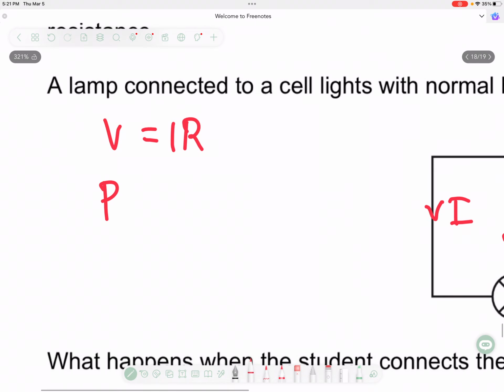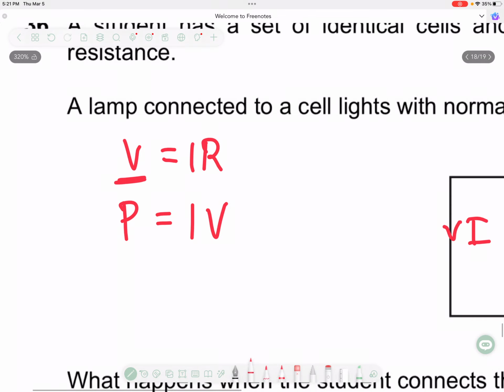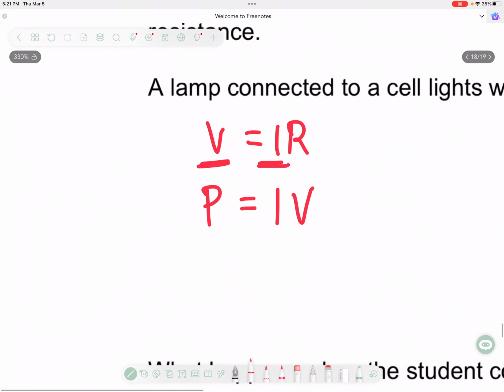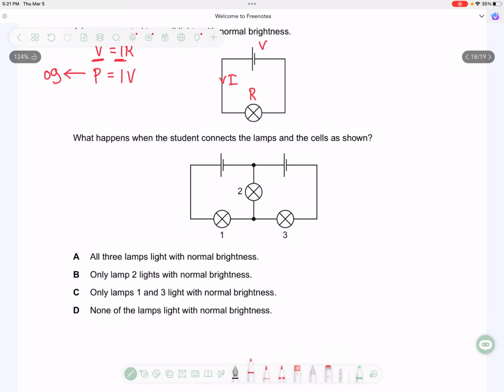And the power is equal to IV. As in, if we have this voltage and this current, we're going to get this power, which is the original power, OG power, right? So what happens when the student connects the lamp and the cells as shown?